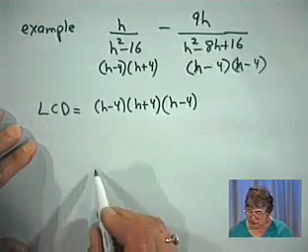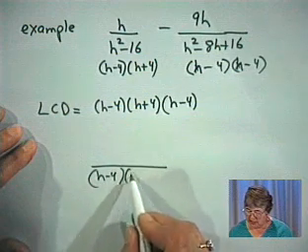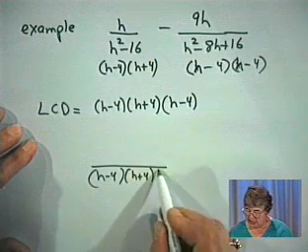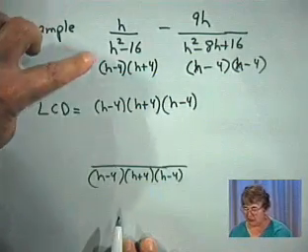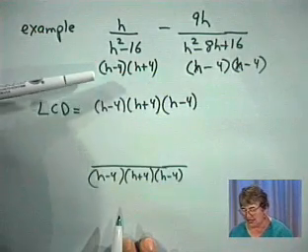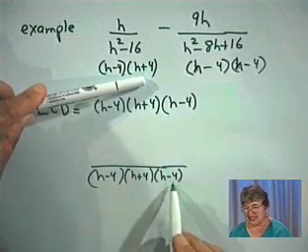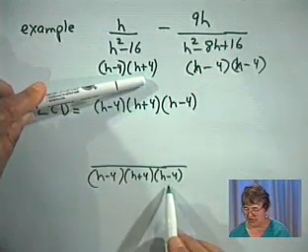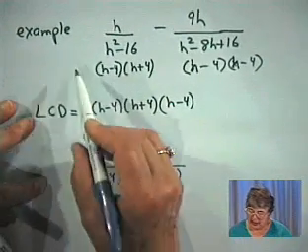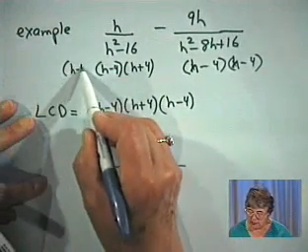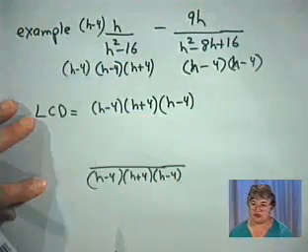All right, so we're going to write the first denominator as h minus 4 times h plus 4 times h minus 4. That's the lowest common denominator. So we go back to our original problem, and we see that we had an h minus 4 and an h plus 4, but what's missing is that second h minus 4 factor. So we go back to that and multiply that. The numerator will have to be multiplied by h minus 4 as well.